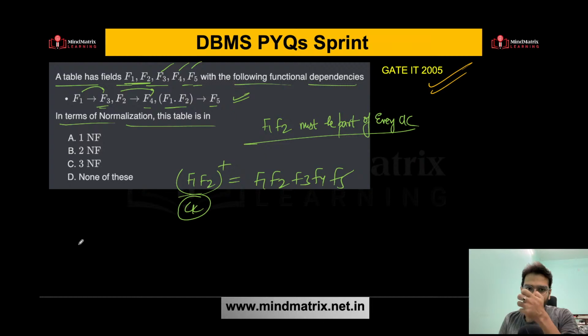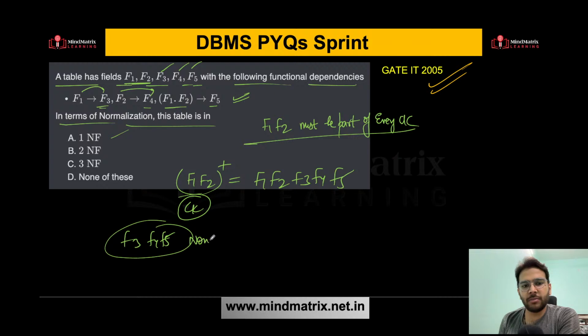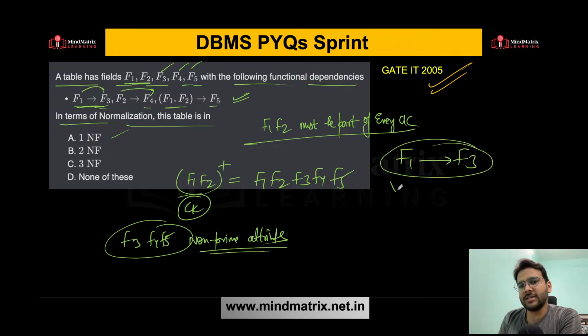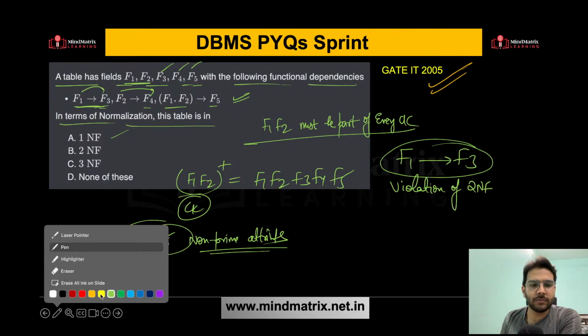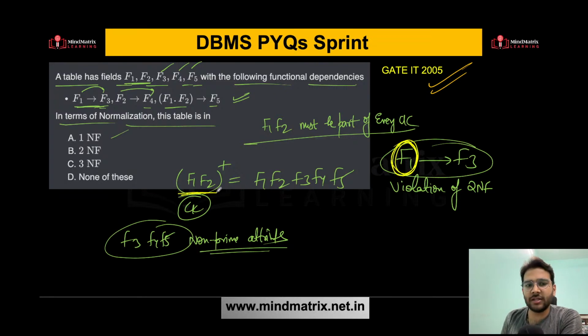Now, do we have any kind of violation of 2NF? Definitely it is in 1NF, but do we have any violation of 2NF? If you carefully observe here, F3, F4, F5, all these are your non-prime attributes. Yes or no? So if you carefully see, F1 determines F3. Can I say this is a violation of 2NF? Why so? Because this is your candidate key F1, F2, and a proper subset of the candidate key is determining a non-prime attribute. This is a violation of 2NF.